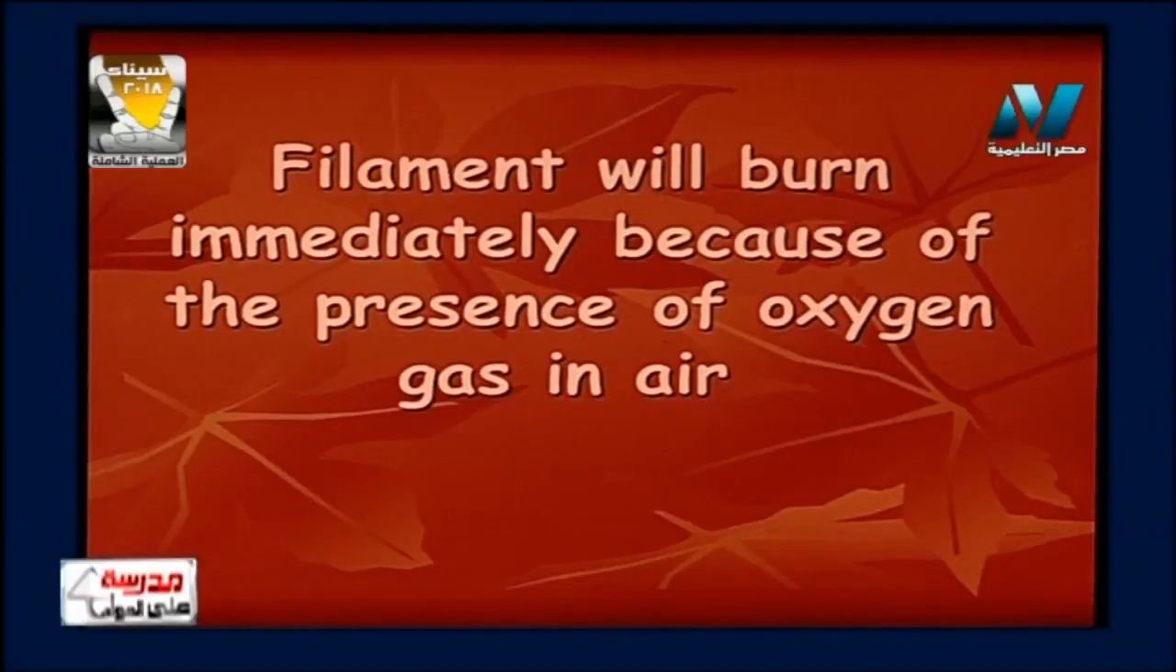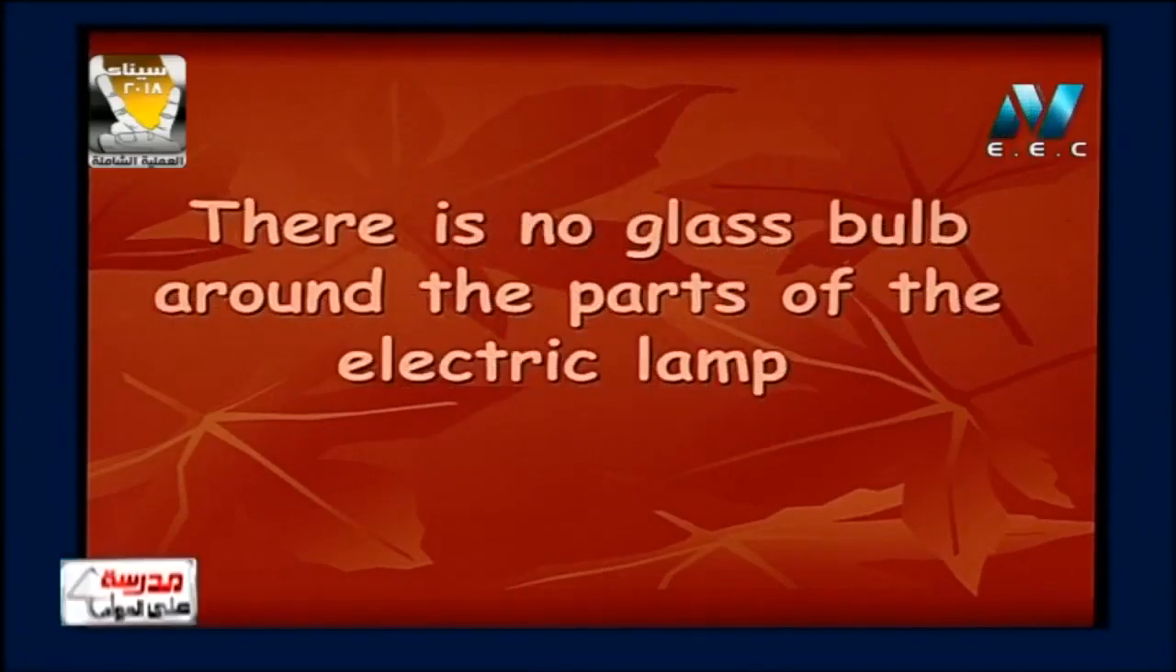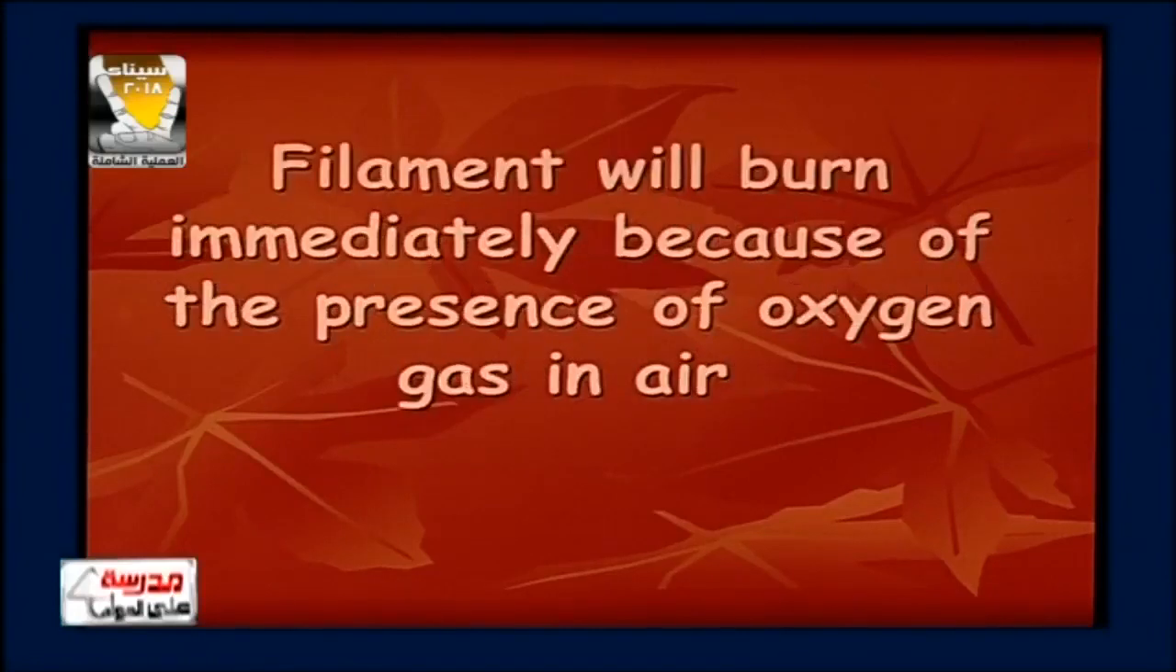So it is very important to have a glass bulb, a glass enclosure surrounding the filament from every side to prevent air from reaching it, because air contains oxygen gas, and oxygen gas increases burning, as we know. So the filament must be covered by the glass bulb. Why? To prevent air from reaching the filament.